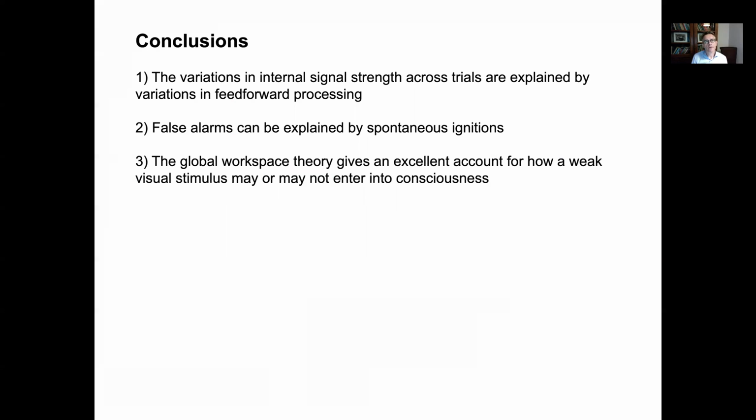What we propose now is that the variations in internal signal strength of the signal detection theory are actually explained by variations in the efficiency of feed-forward processing, the strength of the activity level that reaches the frontal cortex. We suggest that false alarms can be explained by spontaneous ignitions. And it is also evident that the global neuronal workspace theory gives an excellent account for how a weak stimulus may or may not enter into consciousness.